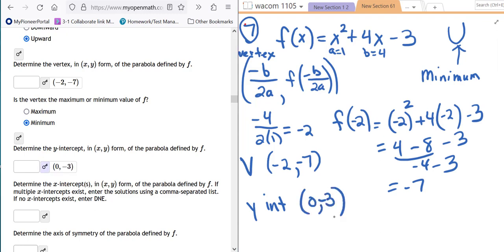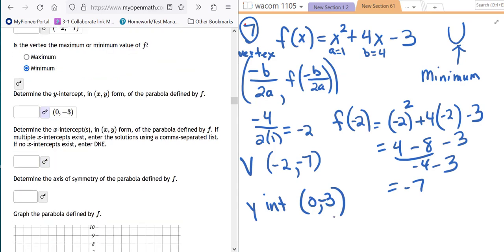Easy to do from the equation. And they want to know about x-intercepts. So we'll go to the calculator for that. Axis of symmetry, we could answer that one easily from here. Our axis of symmetry is x equals negative 2. The x-coordinate of your vertex, and this is an equation, it is this line that it flips over through the x-coordinate of the vertex.